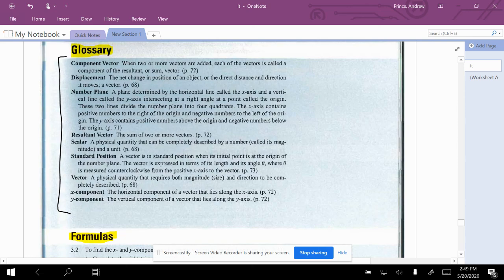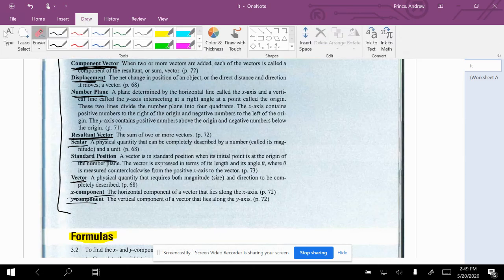So some of the important ones, like we talked about, displacement, the components of a vector, what is that? So the coordinates, right? The number plane, you got resulting vector, so that's going to be when you have a sum of two vectors, right? And then what the difference between a vector and a scalar is. Standard position, talks a little bit about that. The vectors, just the definition of vector, and then the x and y components. Understand all these terms before you start getting too deep into these, or you're just going to get lost real quick.